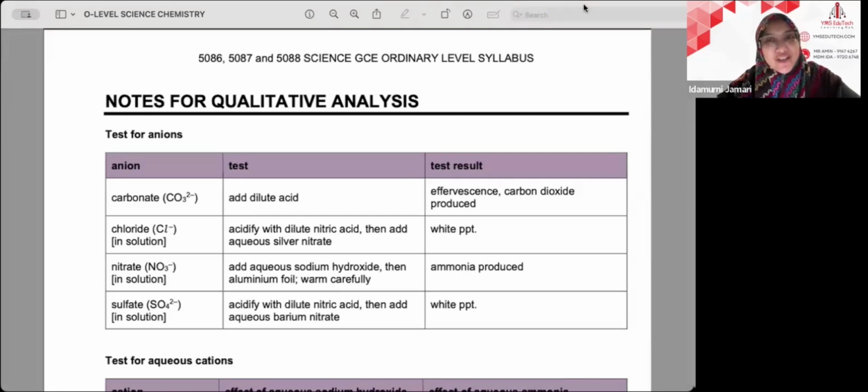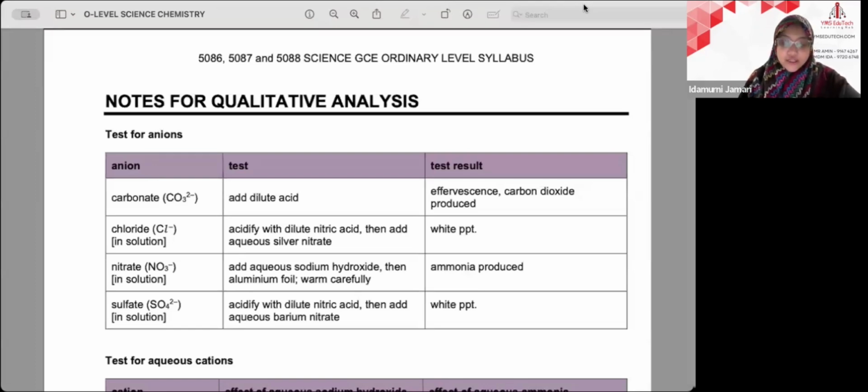Let's do a quick revision on qualitative analysis. Let's revise together the notes for qualitative analysis that you will get tomorrow. So let's start off with test for anions. In testing for anions, different anions require different reagents. And the anions that you may be tested on tomorrow will be carbonates, chloride, nitrates, as well as sulfates.